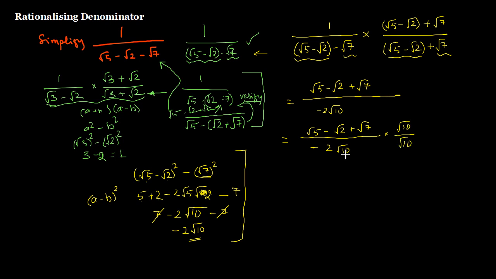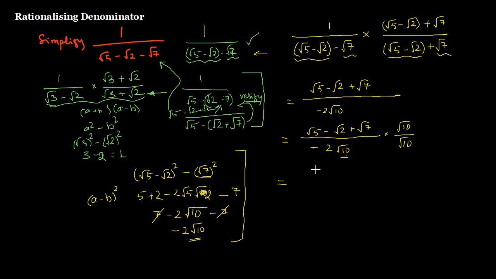Remember, if there is only one irrational number, you just multiply. There is no a plus b or a minus b identity you have to use, because you want to get rid of this so that in the denominator you get a rational number. So I'm trying to get rid of that by this. If I actually cancel this, I'll still have the same thing, so nothing changes with that.